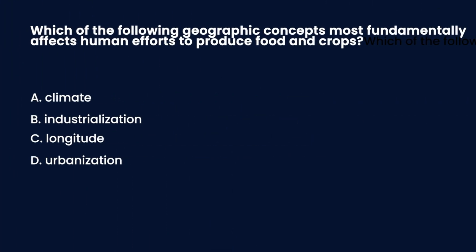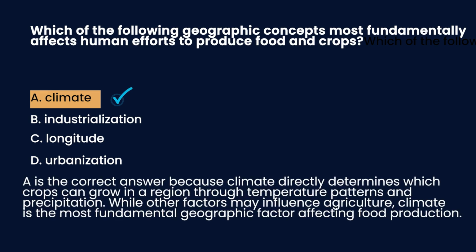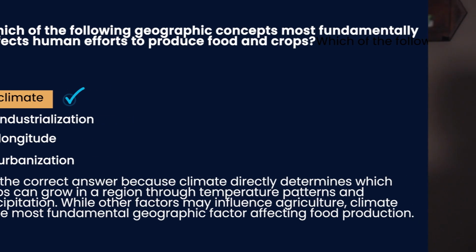The correct answer is A. This is because climate directly determines which crops can grow in a region through temperature patterns and precipitation. While other factors may influence agriculture, climate is the most fundamental geographic factor affecting food production.